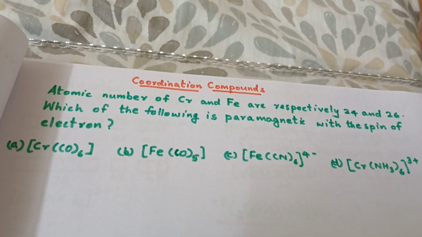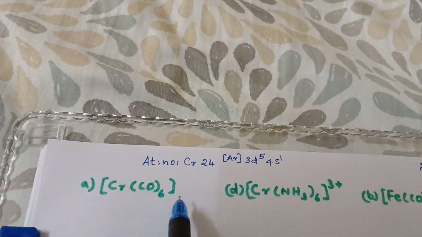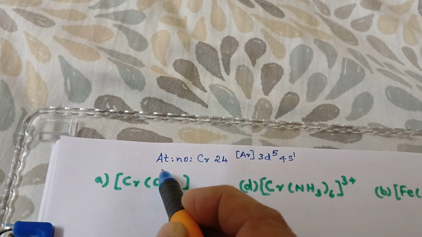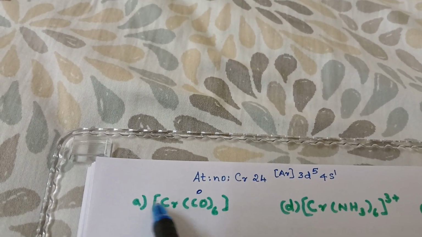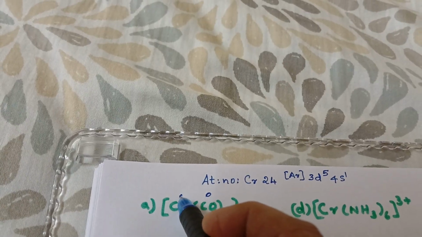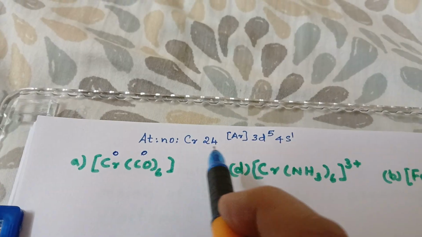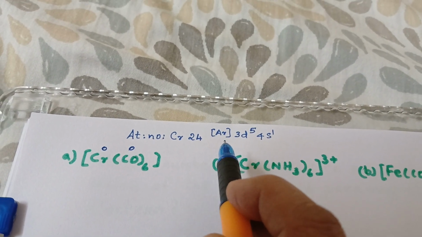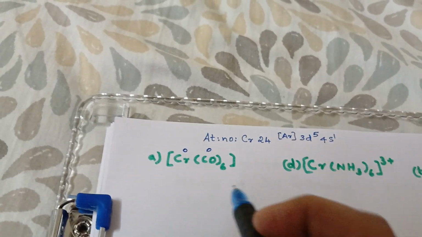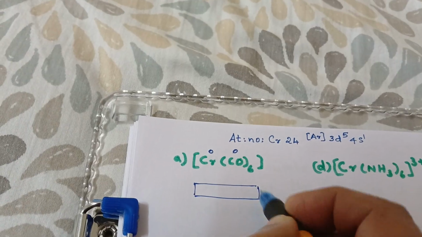First one is Cr(CO)6. Let us find the oxidation number of chromium in Cr(CO)6. CO is a neutral molecule, so zero oxidation state, and there is no overall charge. So chromium will also be having zero oxidation state. Atomic number of chromium is 24, and we can represent it using the configuration argon 3d5 4s1. So 3d5 4s1 is the outer electronic configuration.